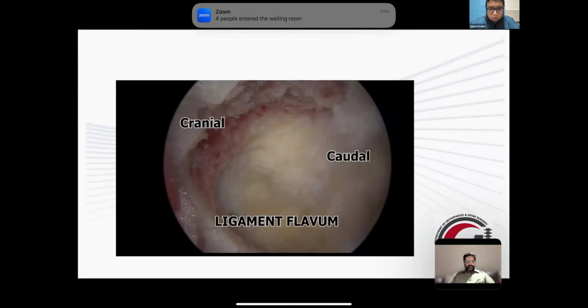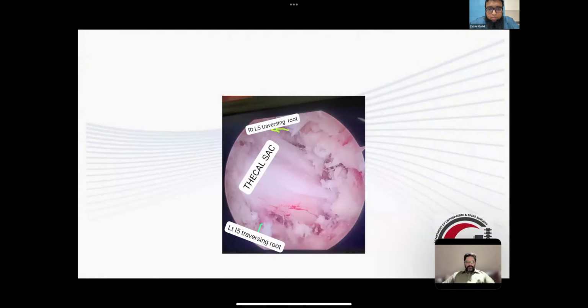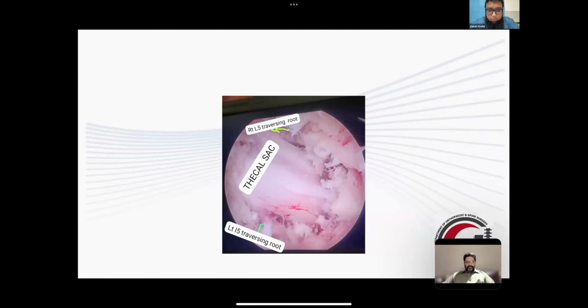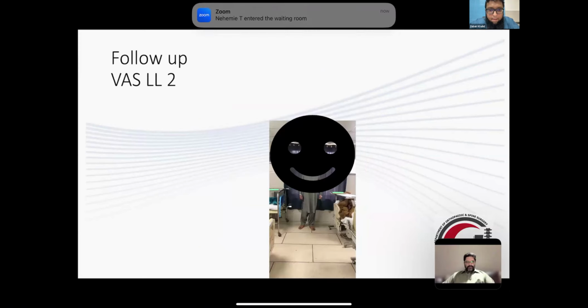The intra-op picture is showing the cranial extent, the caudal lamina of L4 and the cranial lamina of L5, and the ligamentum flavum. And after the surgical decompression, both sides' traversing roots and the thecal sac were visible, with no hypertrophic ligamentum flavum present at that time.